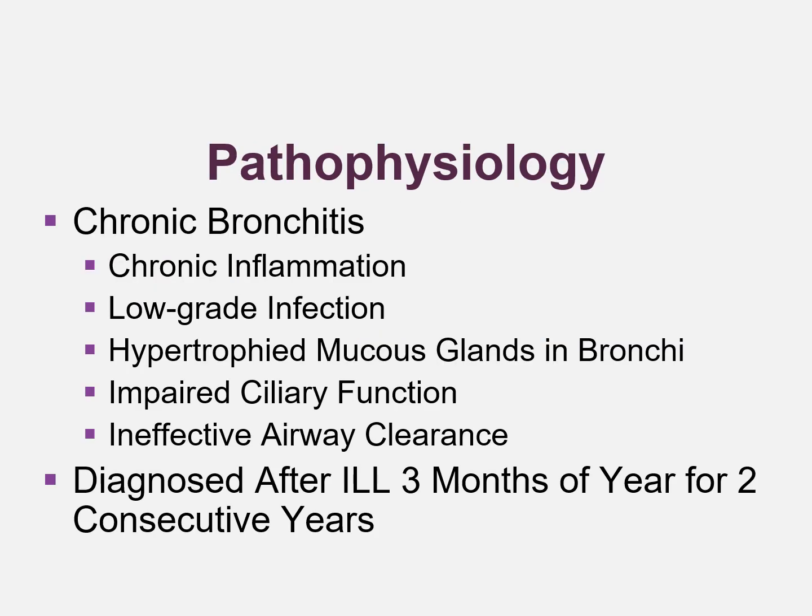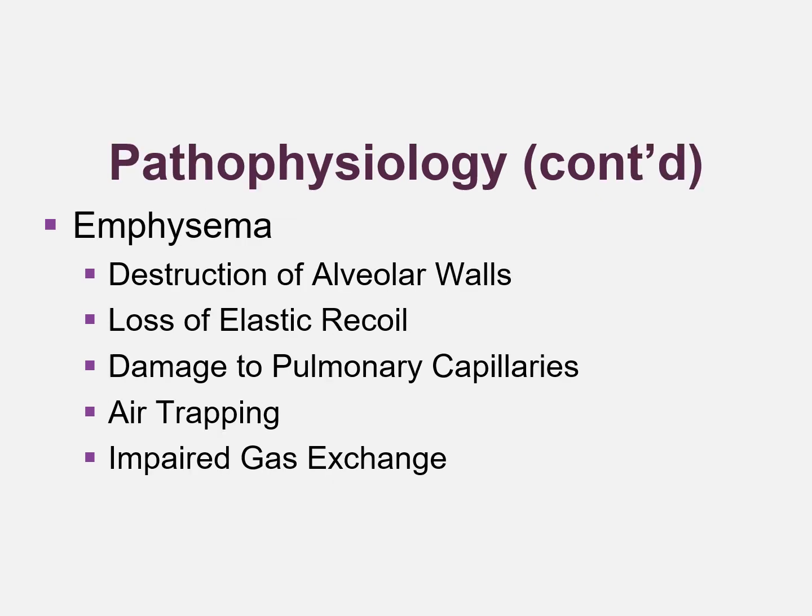They're going to have chronic bronchitis, chronic inflammations. They may have low-grade infections. They're going to have hypertrophied mucus glands in the bronchi because they're constantly producing mucus, so it's making those glands grow. Anytime something works over time, it can get bigger. They're usually diagnosed with this after they've been ill for at least 3 months of the year for 2 consecutive years.